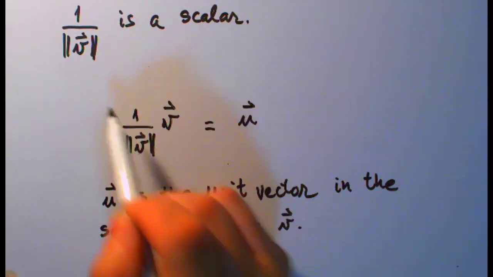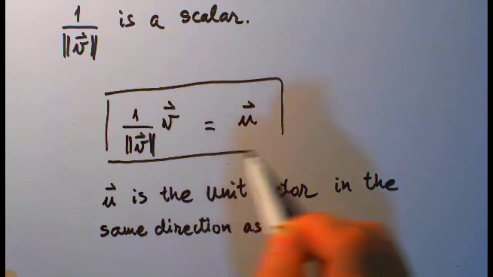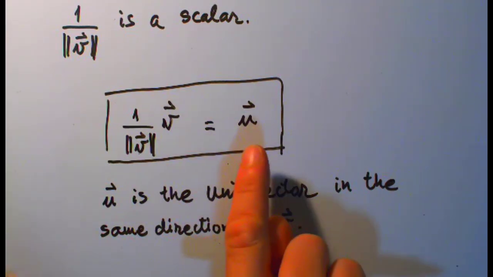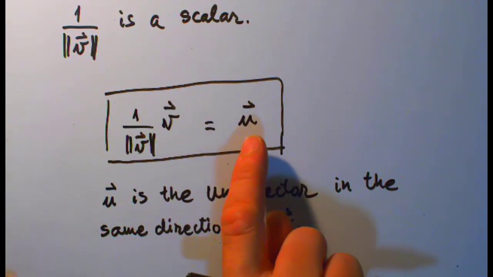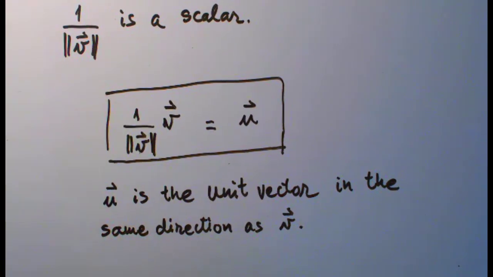And so as we multiply a scalar 1 over the length of v to the vector v itself, we definitely produce a new vector. However, that new vector has a close relationship with v. It is the unit vector that's pointing in the same direction as v.